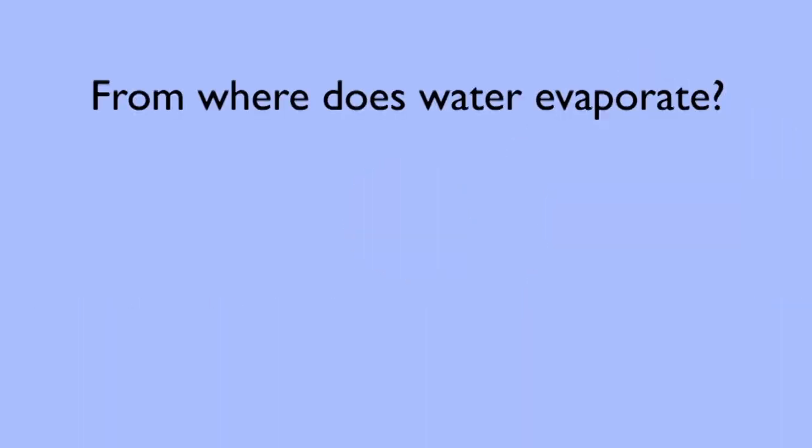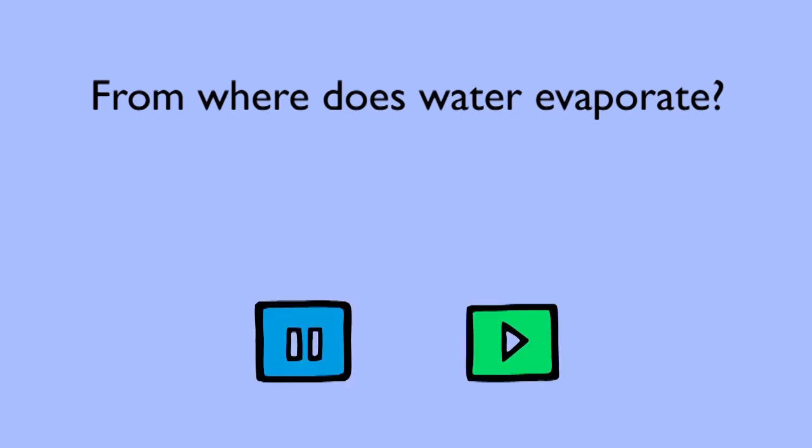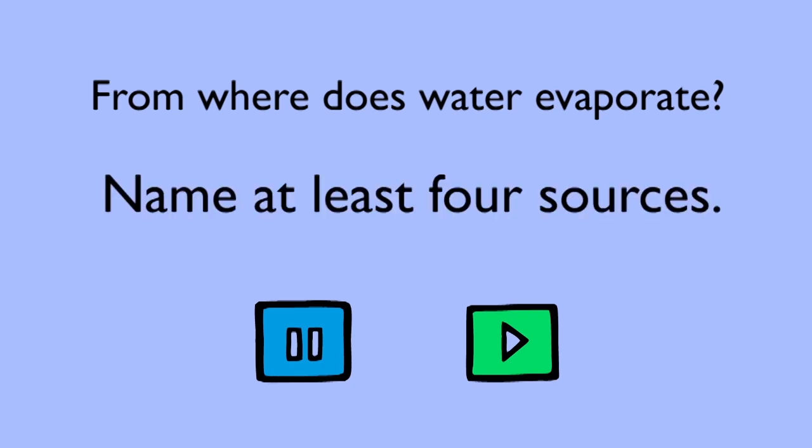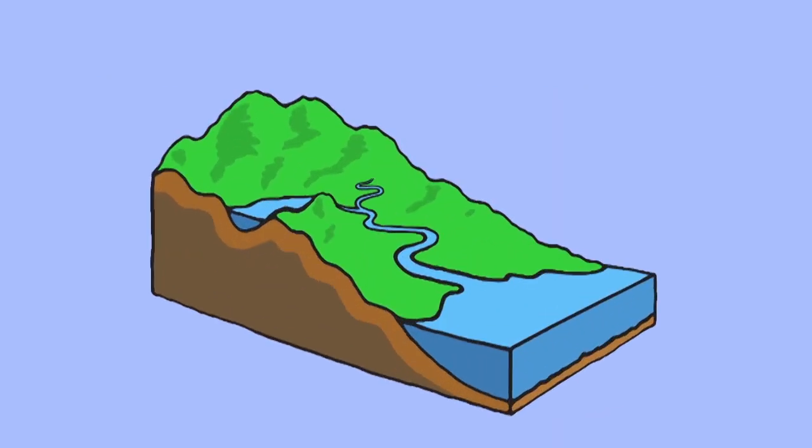What sources of water are available for evaporation? This is where water turns from a liquid to a gas. Pause the video and try to name at least 4 sources. Some correct answers include any body of water, from a puddle to a pond, from a pond to a lake, from lakes to rivers, and from rivers to seas. All of these act as bodies of water that can be evaporated. The water is turned into a vapour and goes into the air.